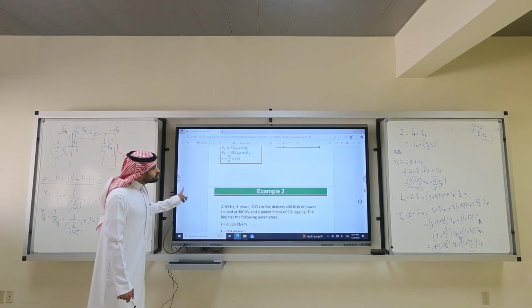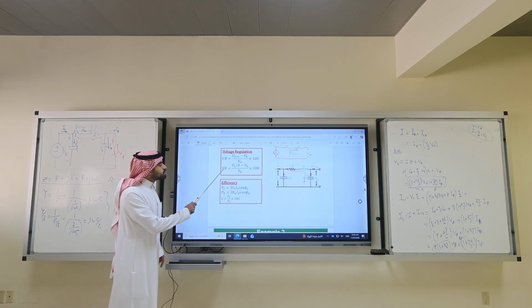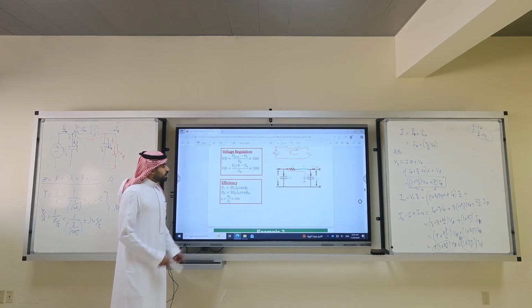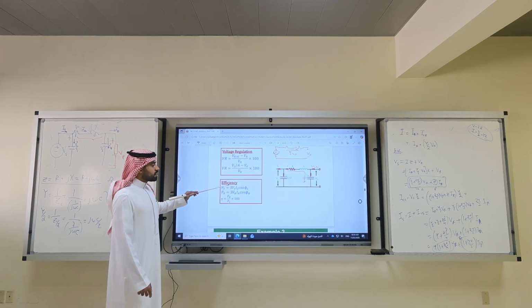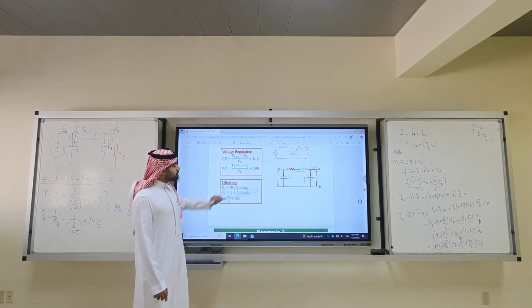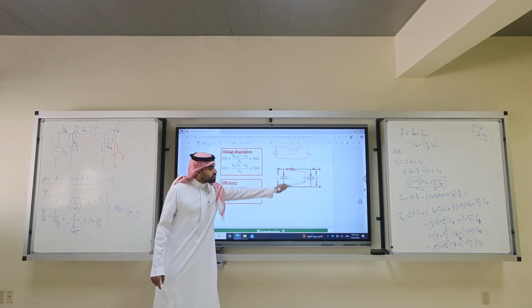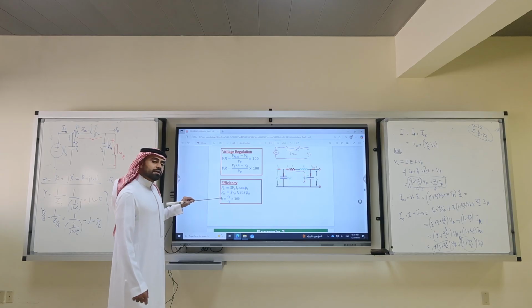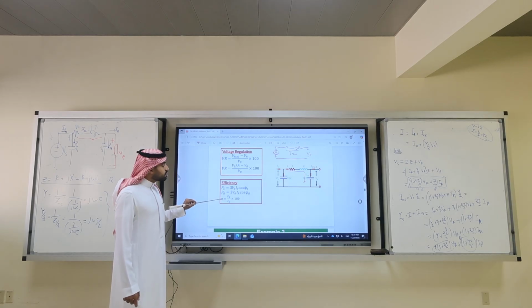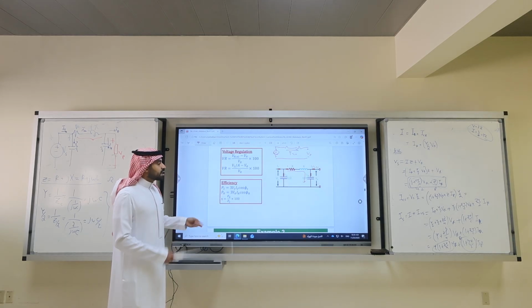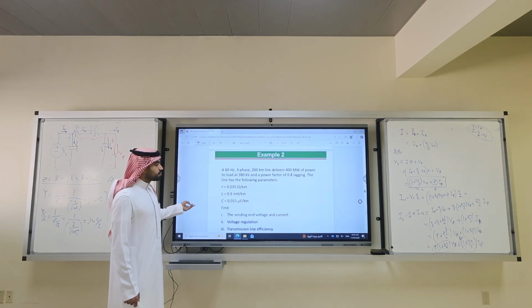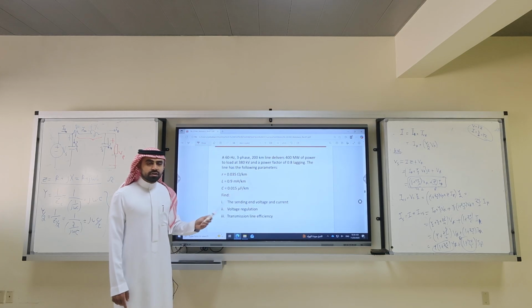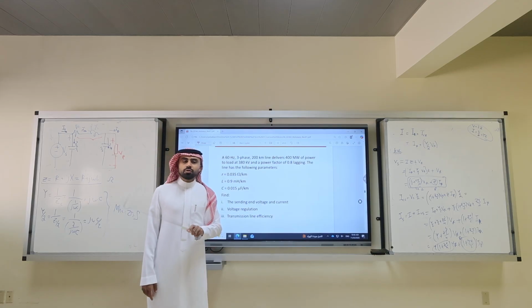So at no load, the voltage regulation is Vs over A minus VR, over VR. The efficiency is the same. You get the sending end power, the receiving end power, as well as the actual efficiency, which is PR over PS times 100. Okay? Before we jump to this example, which we will not finish today, what will happen on Tuesday?